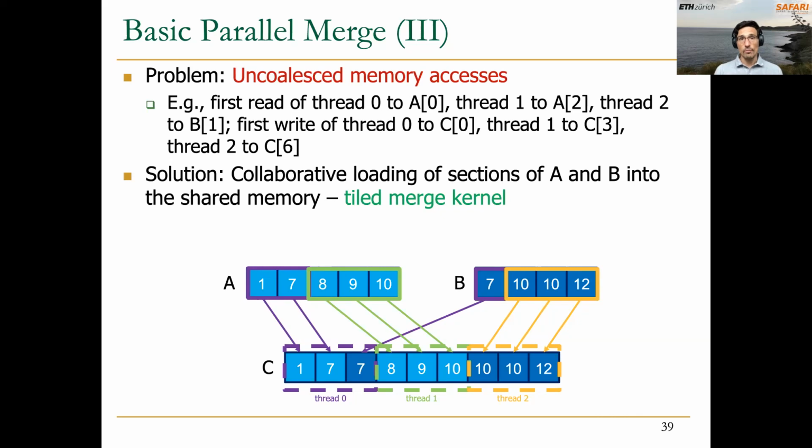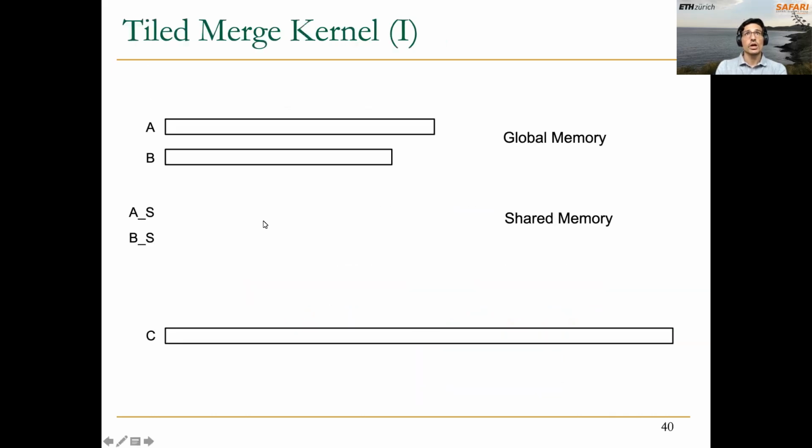The solution is to collaboratively load sections of A and B into the shared memory and perform a tiled merge kernel. Because once we have loaded continuous sections of A and continuous sections of B into the shared memory, threads can access shared memory and find the core ranks and then perform the sequential merge using the values in shared memory without having to incur these undesirable uncoalesced memory accesses. So let's take a look at how we implement the tiled merge kernel.